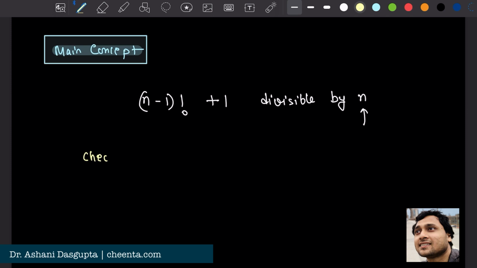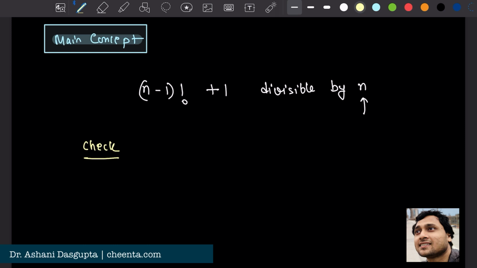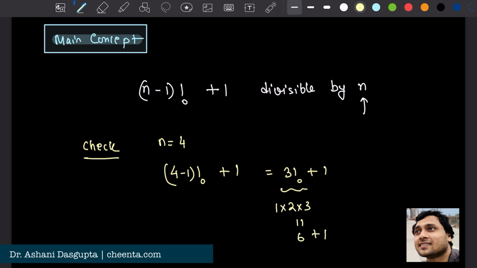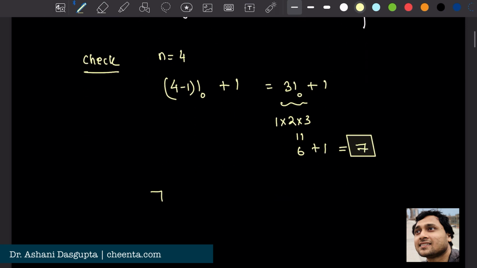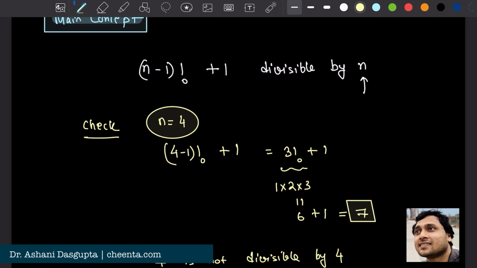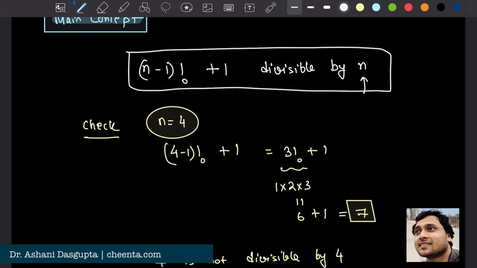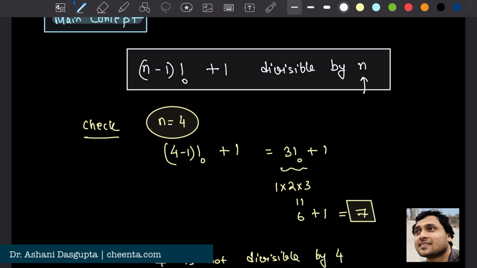So let's check by experiment what happens if we plug in n equals 4. So 4 minus 1 factorial plus 1. This is simply 3 factorial plus 1. Now what is 3 factorial? 3 factorial is 1 times 2 times 3, which is 6, plus 1. So 7. We get the number 7. And surely 7 is not divisible by 4. Remember, we started with 4 as our n. So this does not work for n equal to 4.